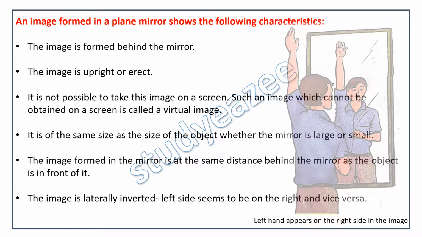The image formed in the mirror is at the same distance behind the mirror as the object is in front of it. The image is laterally inverted, that is, the left side seems to be on the right and vice versa.